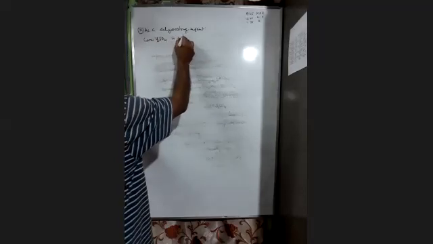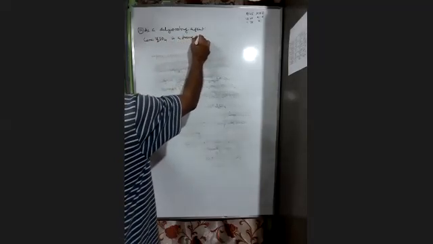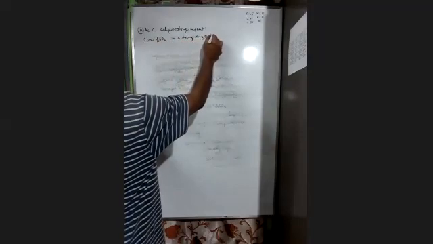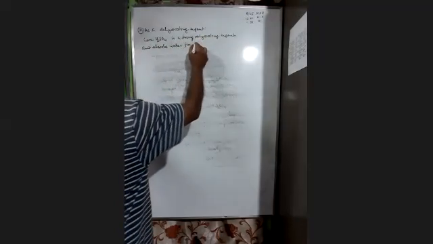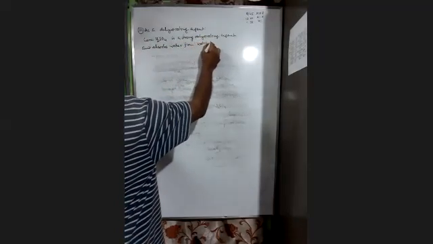Okay, now what is a dehydrating agent? A substance which can absorb water. So what can we write here? Concentrated H2SO4 is a strong dehydrating agent and absorbs water from wet substances.